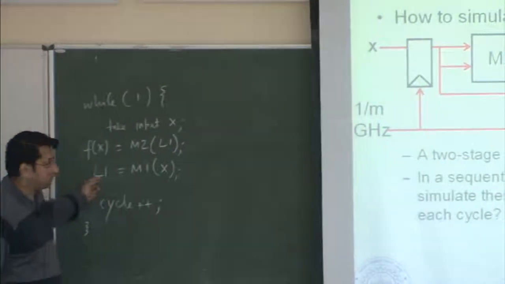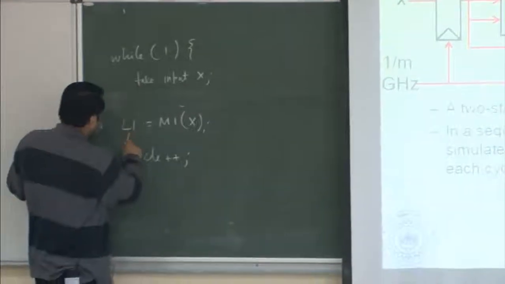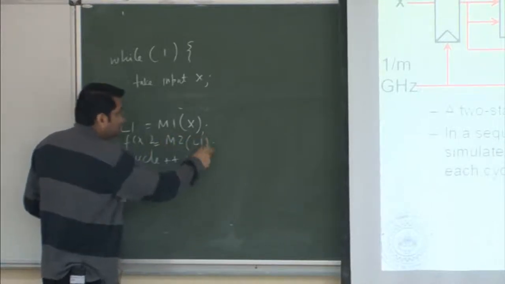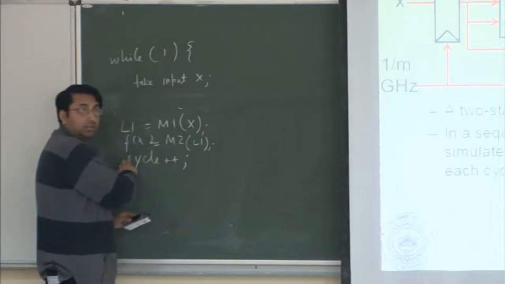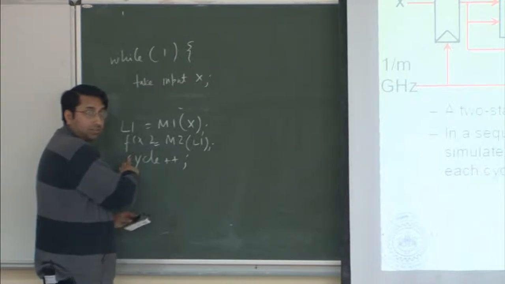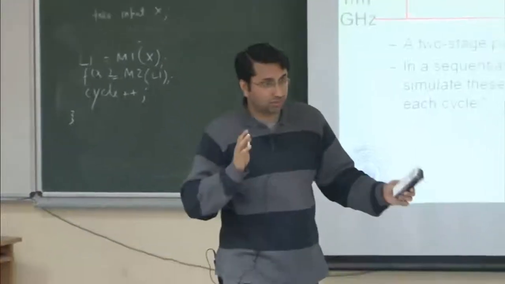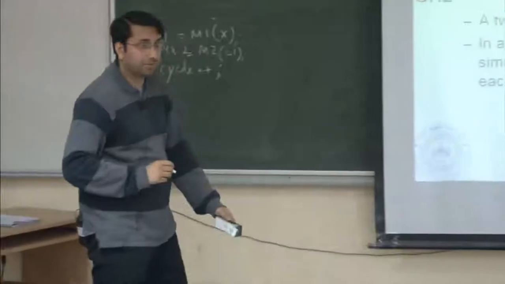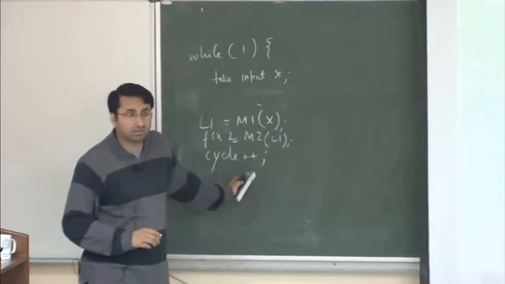Okay. So if you switch the order, right, it doesn't work, right? So if you put FX here equal to M2 L1, you update L1, this function takes up L1, produces FX in the same cycle. That's not correct. That's a wrong behavior, right? My pipeline is supposed to produce one output 2 cycles later. 2 cycles after it takes up the input. Okay. So this one actually mimics your combinational circuit.